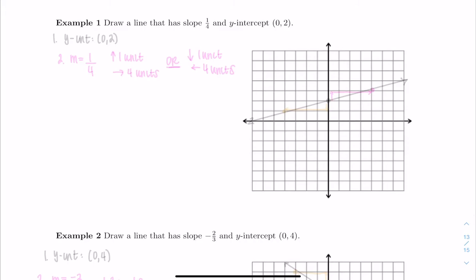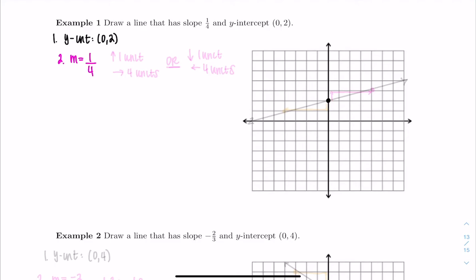So what this means is we know we have 1 point. We need 2 points to make a line. Our first step is always to graph the y-intercept, which is (0, 2). So let's plot that point first. The slope tells you the direction you need to go to find the second point. And so step 2, our slope is 1/4, and that's positive 1/4.